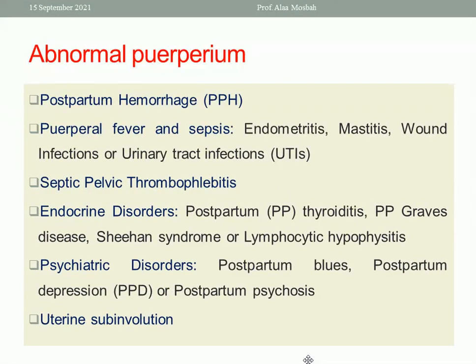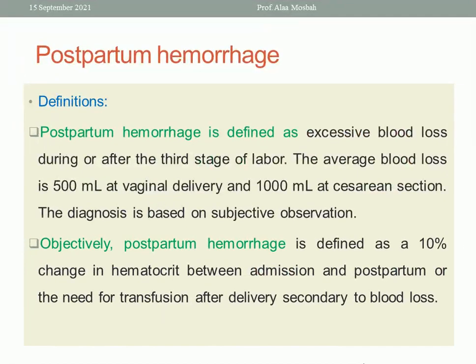What about the abnormal puerperium? Abnormal puerperium includes postpartum hemorrhage, puerperal fever and sepsis due to endometritis, mastitis, wound infection, or urinary tract infection. Also, septic pelvic thrombophlebitis, endocrine disorders like postpartum thyroiditis, postpartum Graves' disease, Sheehan syndrome, and lymphocytic hypophysitis, psychiatric disorders like postpartum blues, depression, and psychosis, and uterine subinvolution. We will discuss each point separately.